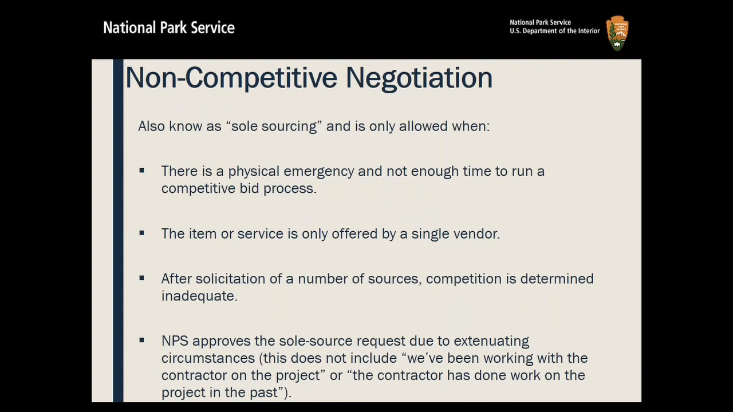So here we go. It is allowed when there is a physical emergency and there's not enough time to run a competitive bid process, when the item or service is only offered by a single vendor, or after solicitation, you determine that competition is inadequate. So you may try to get 5 bids or 3 bids and you're just not getting anybody except one. And so then you have shown that you have tried to get a certain number of bids, but it's just not working. The other option is if NPS approves the sole source request due to an extenuating circumstance.